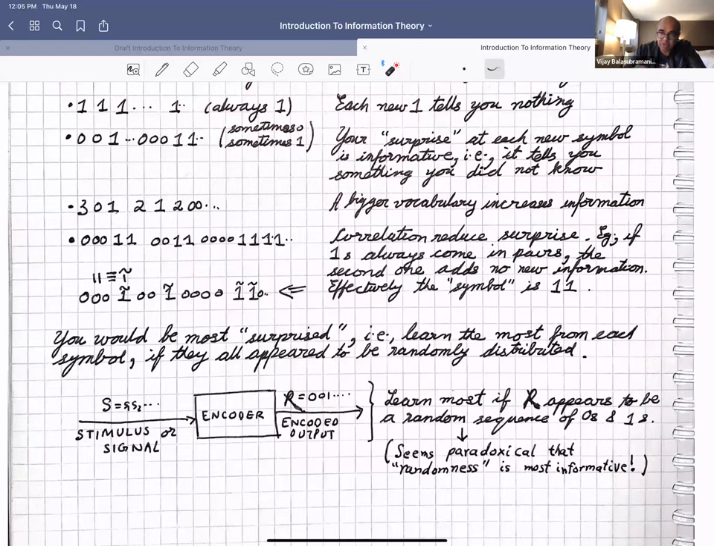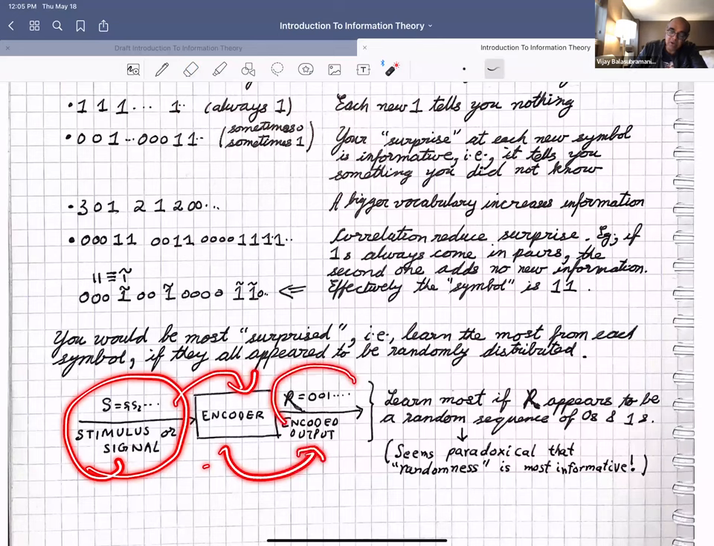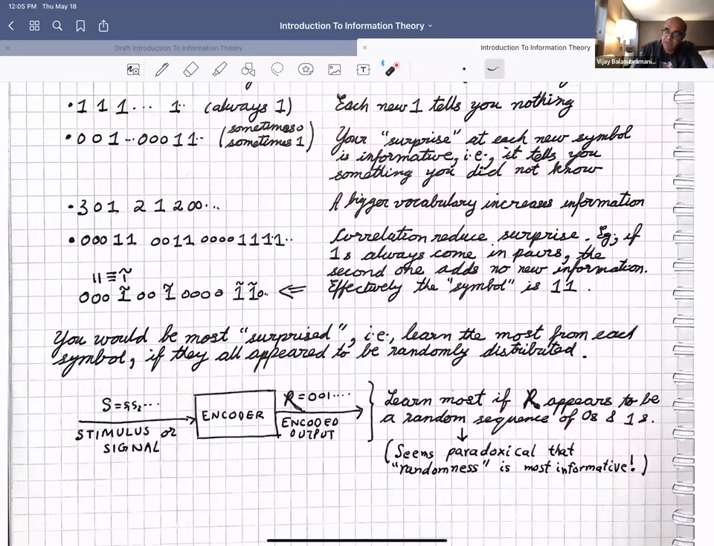I'll take the question in a moment. So you might describe this as follows, a picture that one draws in information theory, something like this, where you say you have a signal. The signal passes through an encoder and comes out as an encoded response or output. And you learn the most if R appears to be essentially a random sequence of zeros and ones.